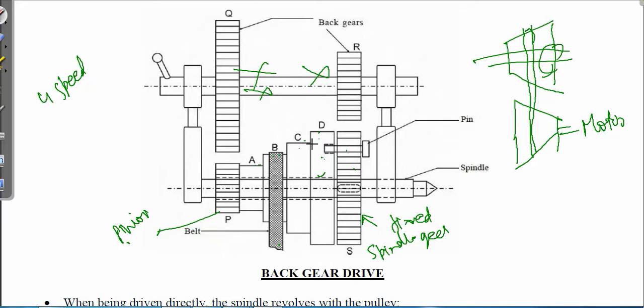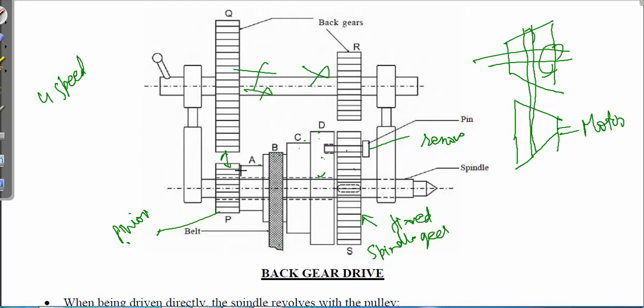But now we want further more speed ranges. So what we will do is engage this back gear arrangement with this pinion gear. Now we will see how the motion is transferred, and when you are engaging this back gear, you have to remove this pin. When the pin is removed, the cone is free, and its motion is independent.